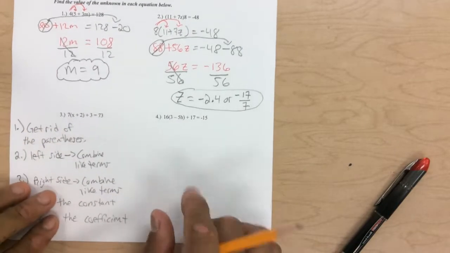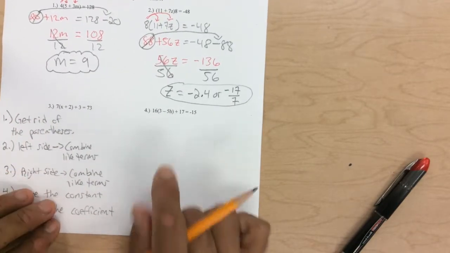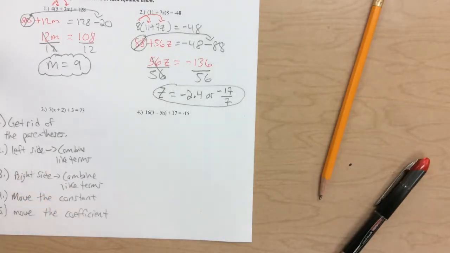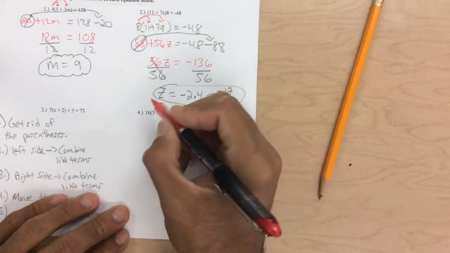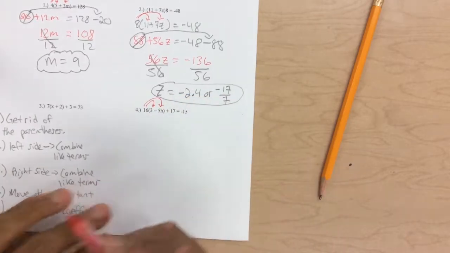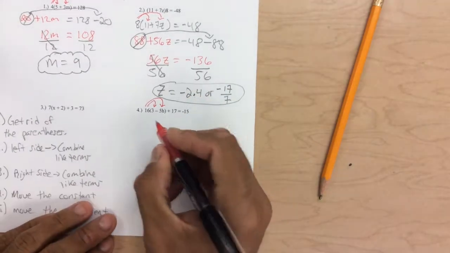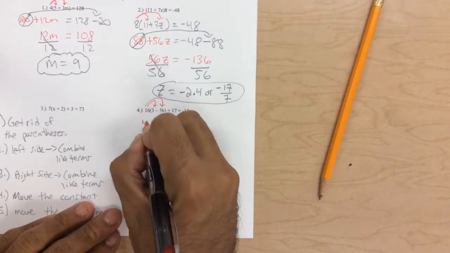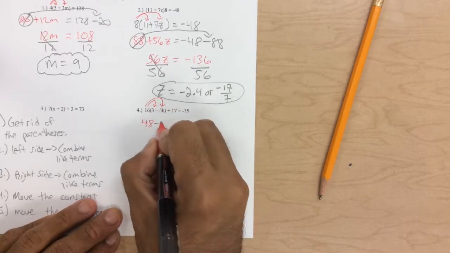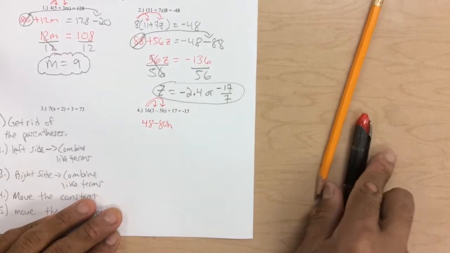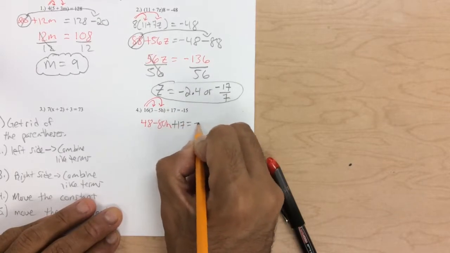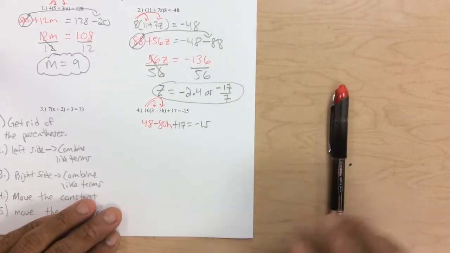Moving on to example 4. First step, get rid of the parentheses. So I would like to distribute the 16 with everything inside of the parentheses. So 16 times 3 is 48. 16 times negative 5h is negative 80h. Of course, you didn't touch the plus 17, so bring it down, the equals, or the negative 15.